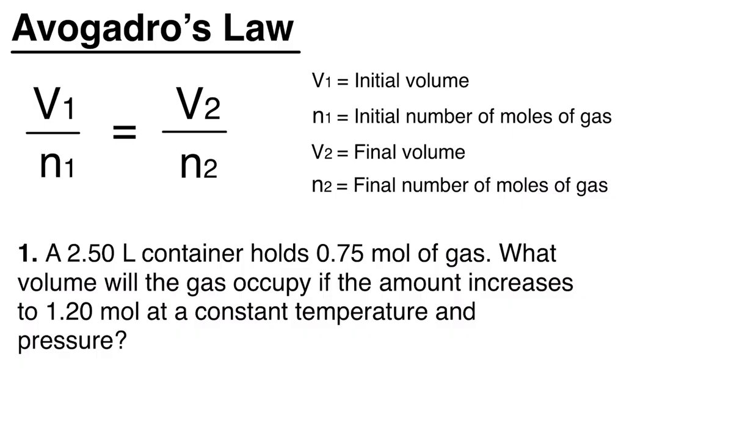So we can see from the equation here, V1 over N1 is equal to V2 over N2, V1 and V2 being the initial and final volume, and then N1 and N2 being the initial and final number of moles of gas. So with that in mind, let's go over the first problem here.